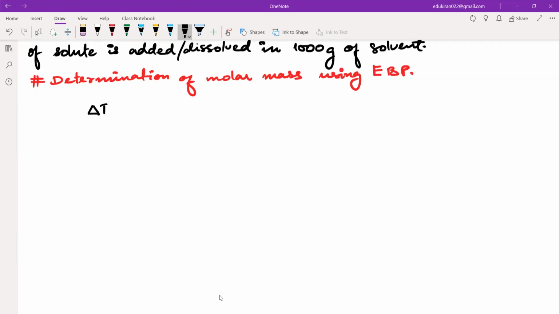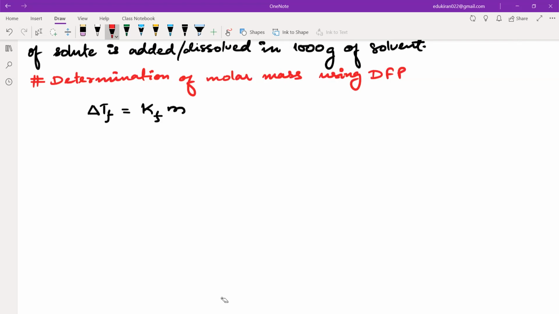This will be delta Tf, which is equal to... the most important formula is this one here. The other formulas are derived formulas, you do not need to focus on them much. If you remember delta Tf is equal to Kf into m, that is the main thing, there should be clarity on that. Sorry, we are using depression in freezing point, DFP, not elevation in boiling point. Thanks for pointing this out.